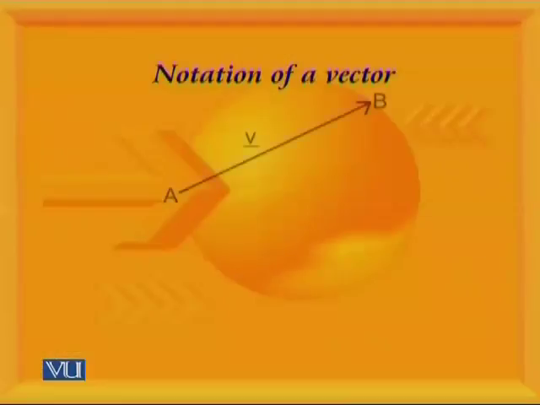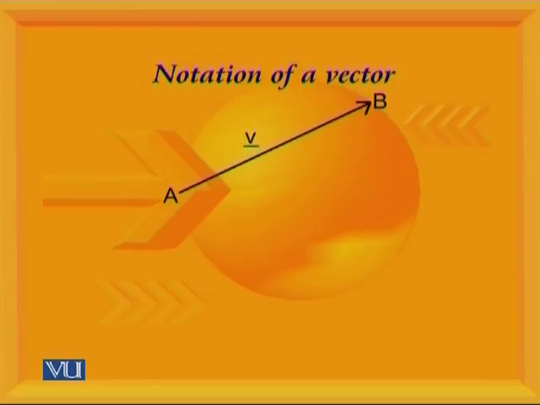Let us see on the screen. So here is the line segment AB, which has an arrowhead at the point B. B is called head and A is called tail. The direction of this line segment is the direction of the vector. The distance between the points A and B, the length of the segment AB, is the magnitude.